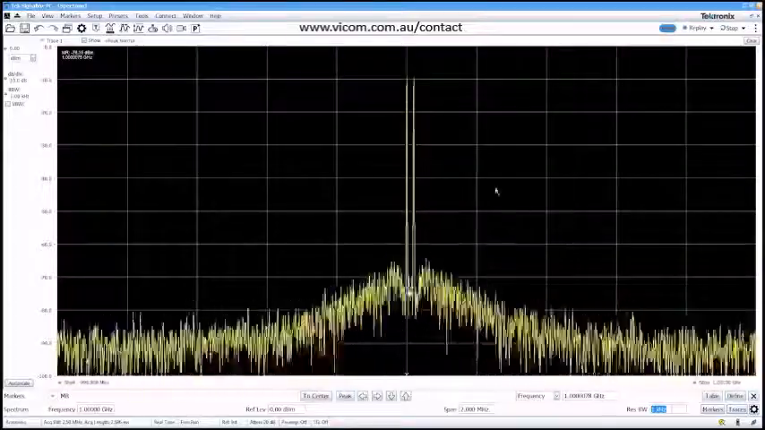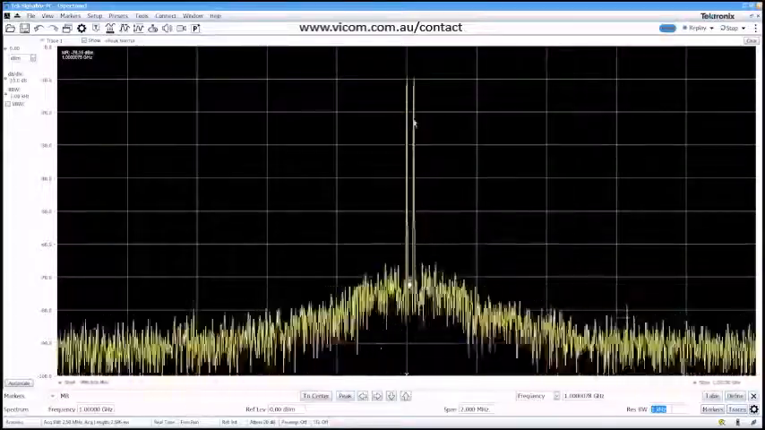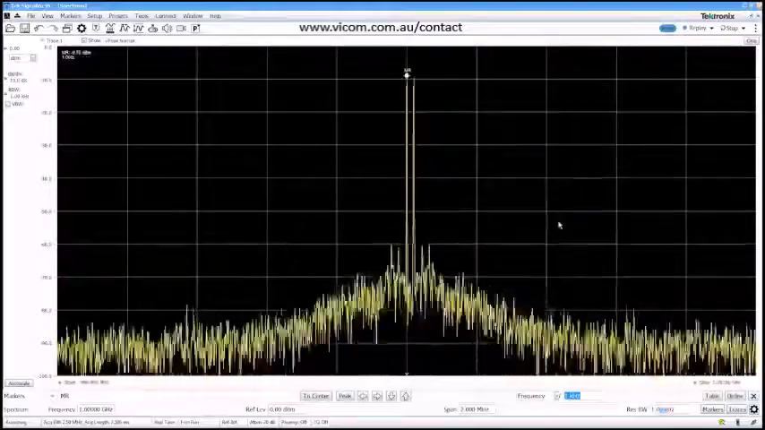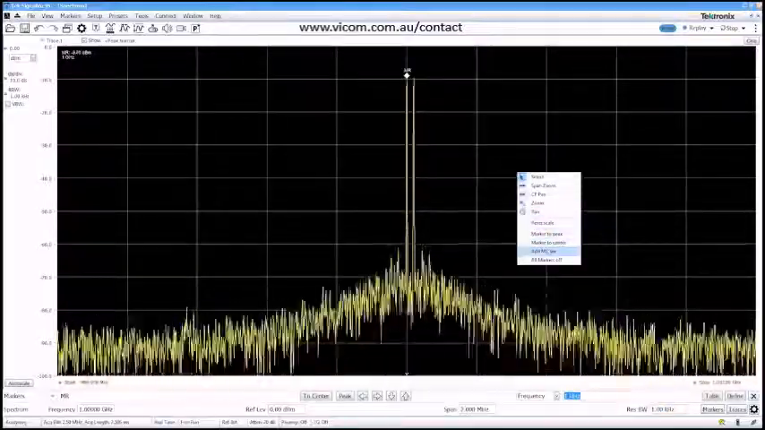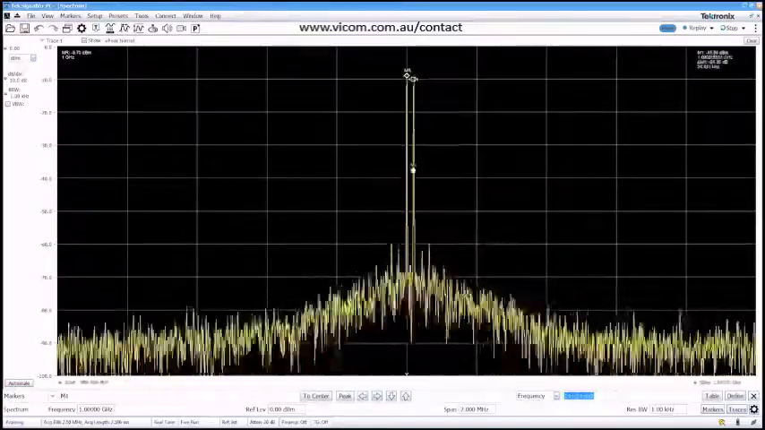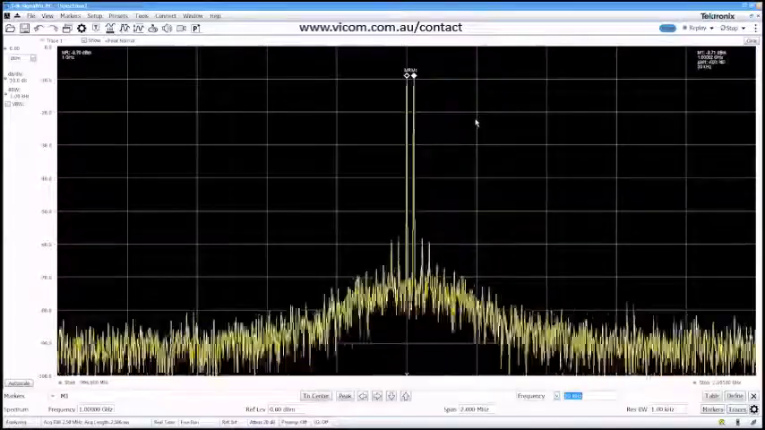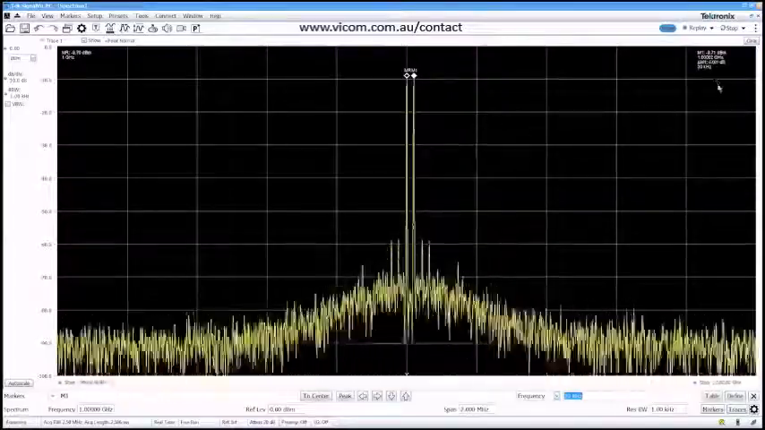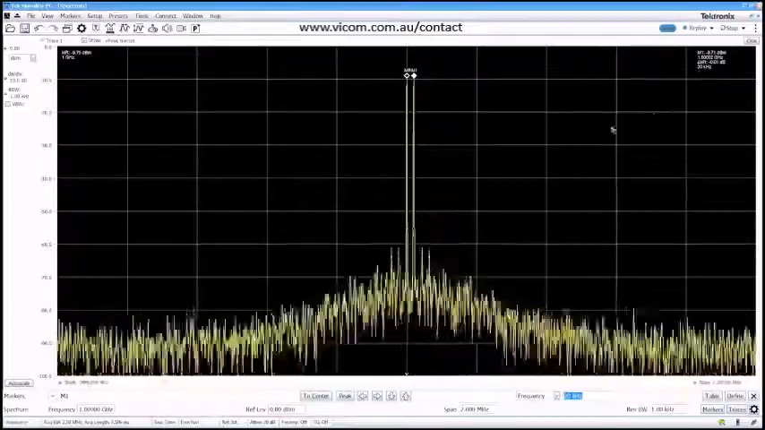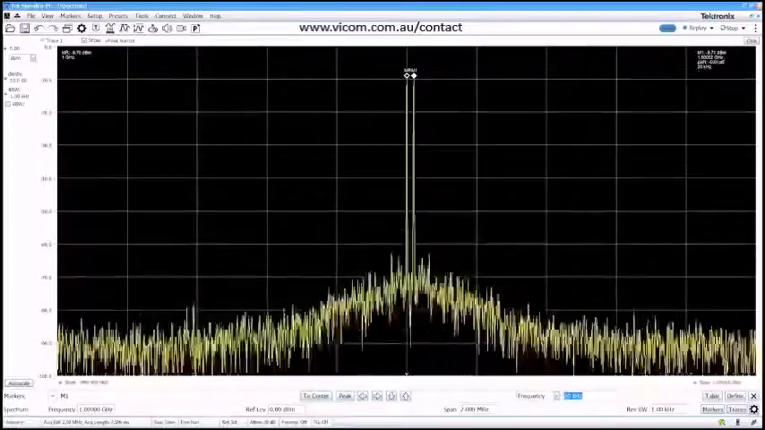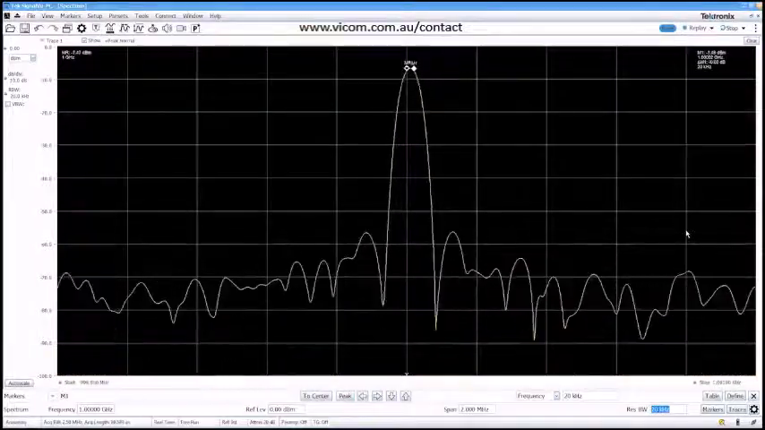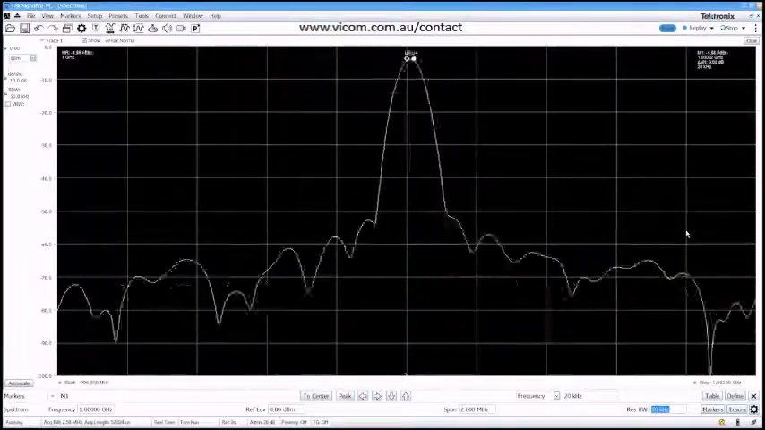It just so happens that there are actually two signals here separated by a few kilohertz. Fortunately, my RBW is set low enough that I can detect both of these signals separately. I'm going to put a marker on each signal so I can see the frequency difference between them. 20 kilohertz. Now watch what happens when I increase the RBW to above 20 kHz. The two signals disappear and I'm left with a single odd-looking signal.